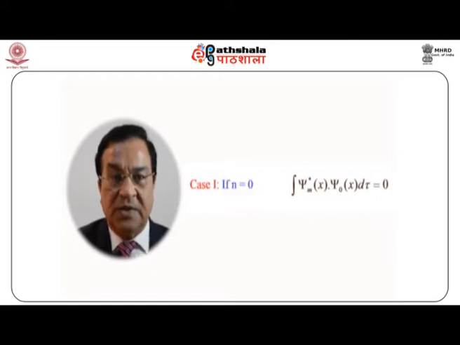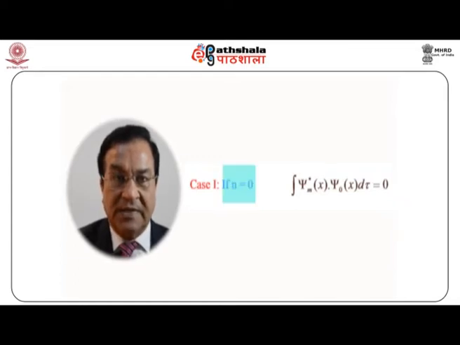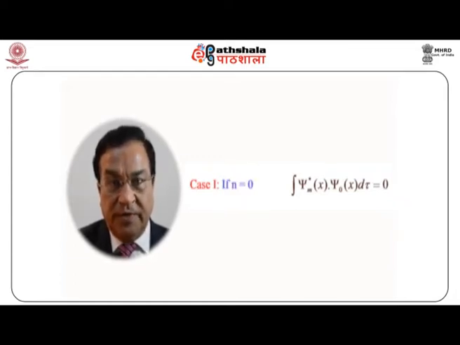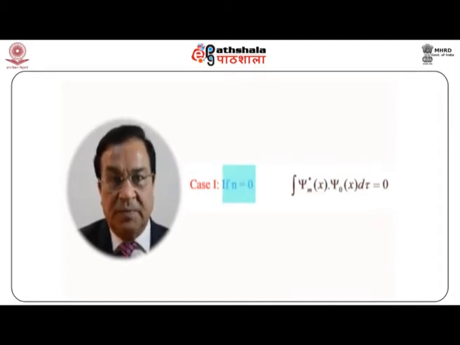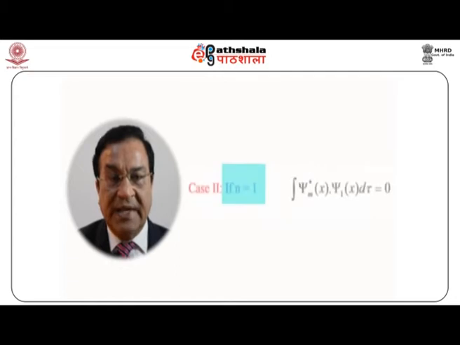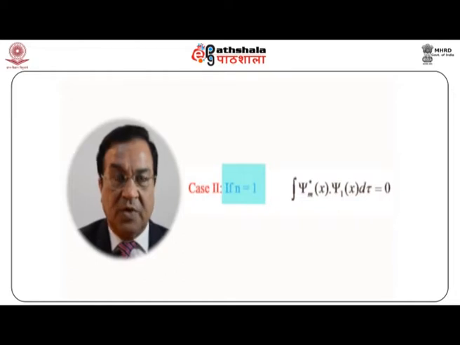If n is 0, then you will see that this integral ψm* ψ0 dτ becomes 0, because you know these are a set of orthonormal wave functions. Therefore, ψm and ψ0 will be orthogonal to each other and therefore their integral becomes 0. If we look at the second case, you can see that if n is 1, again this integral becomes 0 because they are orthogonal to each other.